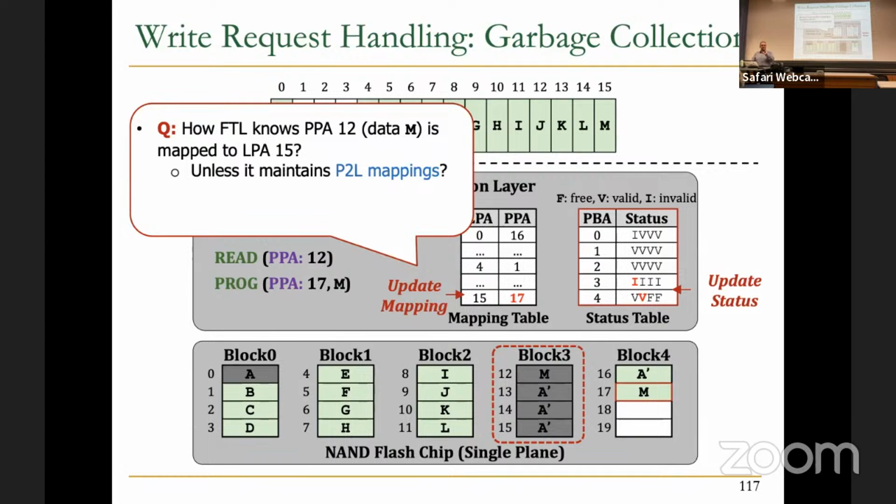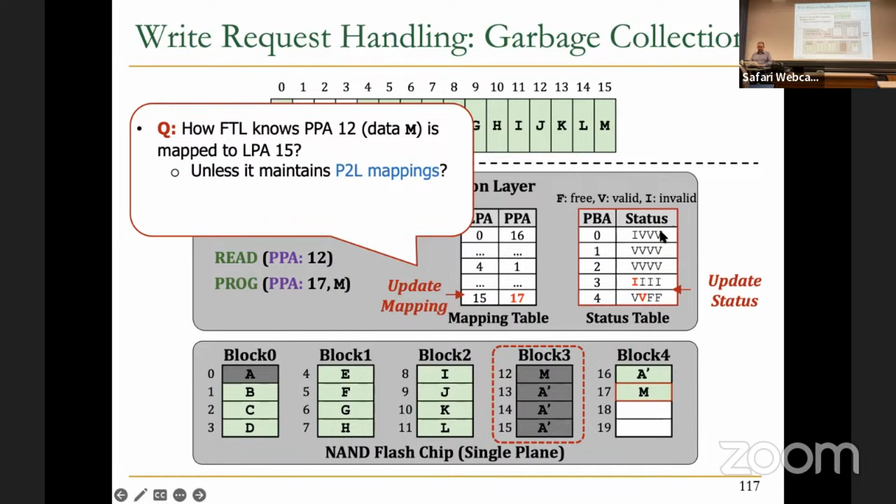Because it's a backward thing, right? So previously we know the logical page address, and we access this mapping table to get the physical page address. But here it is the opposite way around. You know the physical page address, but you want to get the logical page address.